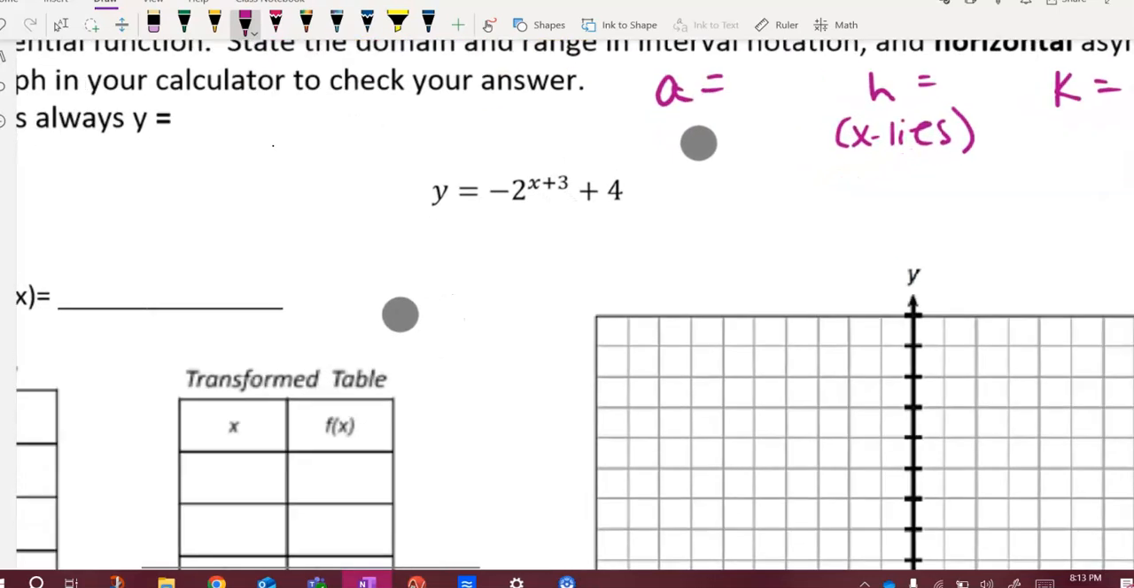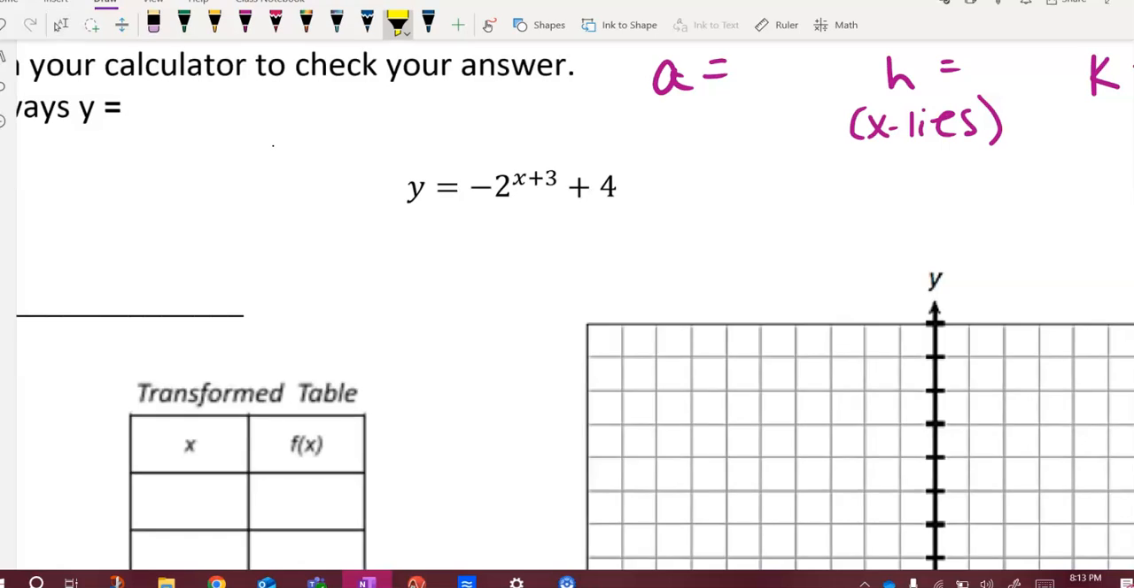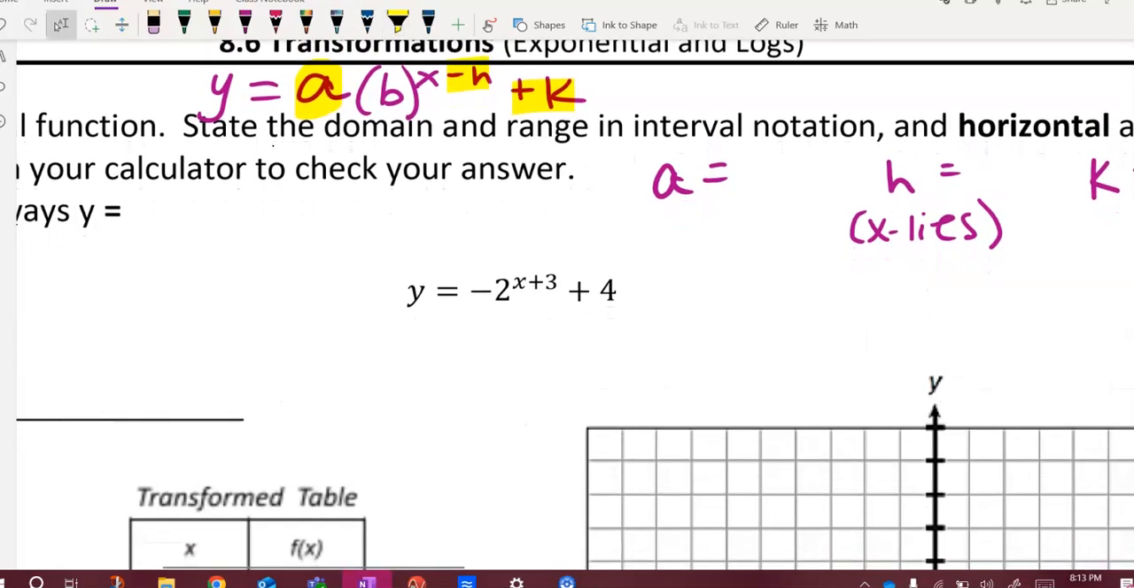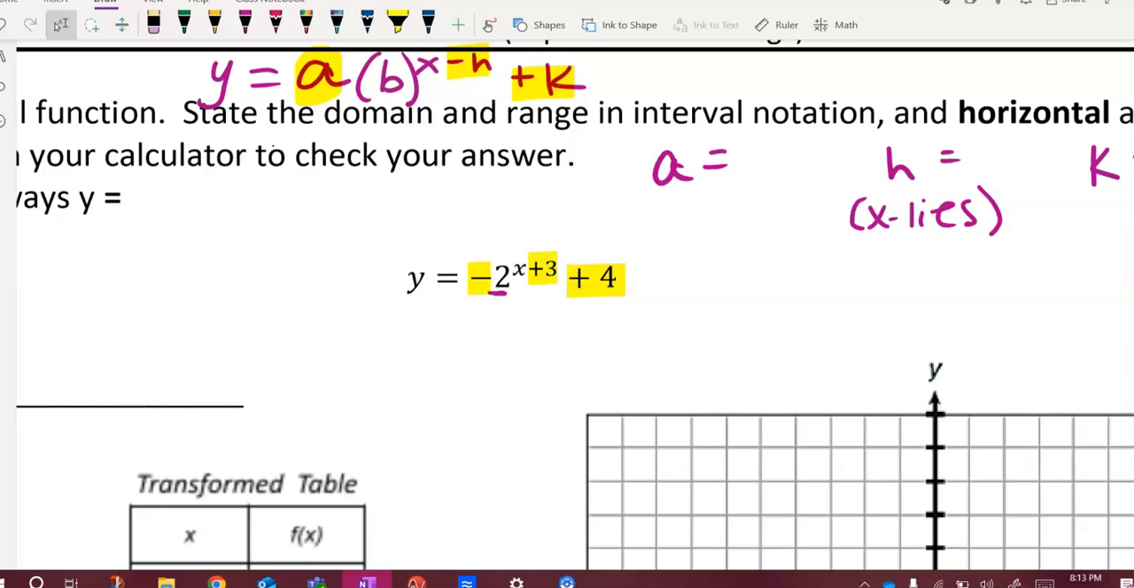So let's take a look here at our function here. So our base, let's look back at our formula. Our base is 2. So that 2 is not going to change where our graph goes. So what we're looking at is this negative in front, this plus 3, and this plus 4. The negative in front, we like to think of it as separate from the A value because the negative represents a reflection. So it isn't necessarily A. We don't have an A here, it's just a 1.